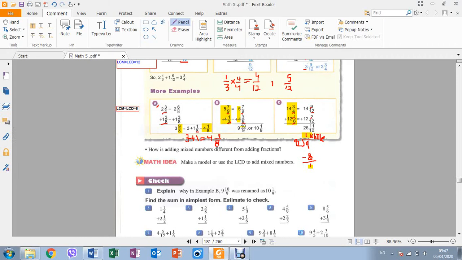Now we have like denominators. What we need to do is add these two whole numbers together and the fractions together. Look, we have 14 plus 12 equal to 26. Okay.